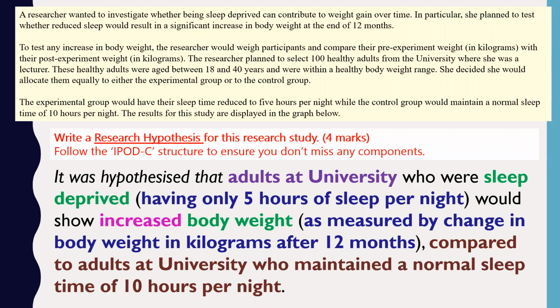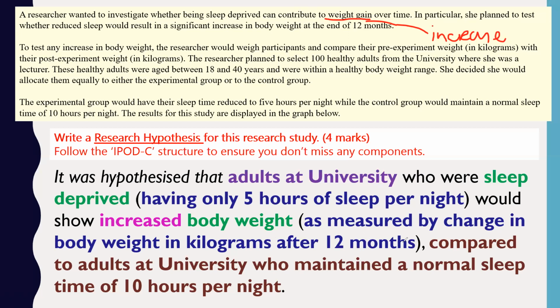So we know the DV is the variable that we measure for change, but how is it changing? Is it increasing? Is it decreasing? What's the hypothesis? So in this experiment, basically the researcher aims to investigate whether sleep deprivation can contribute to weight gain, and weight gain kind of indicates an increase in weight. Okay, so that's why I've used the word increase there. Or even if you mention something like will show greater body weight or will show a higher amount of body weight, that's also fine. Okay, and in brackets we've just operationalized that, so as measured by change in body weight in kilograms after 12 months.